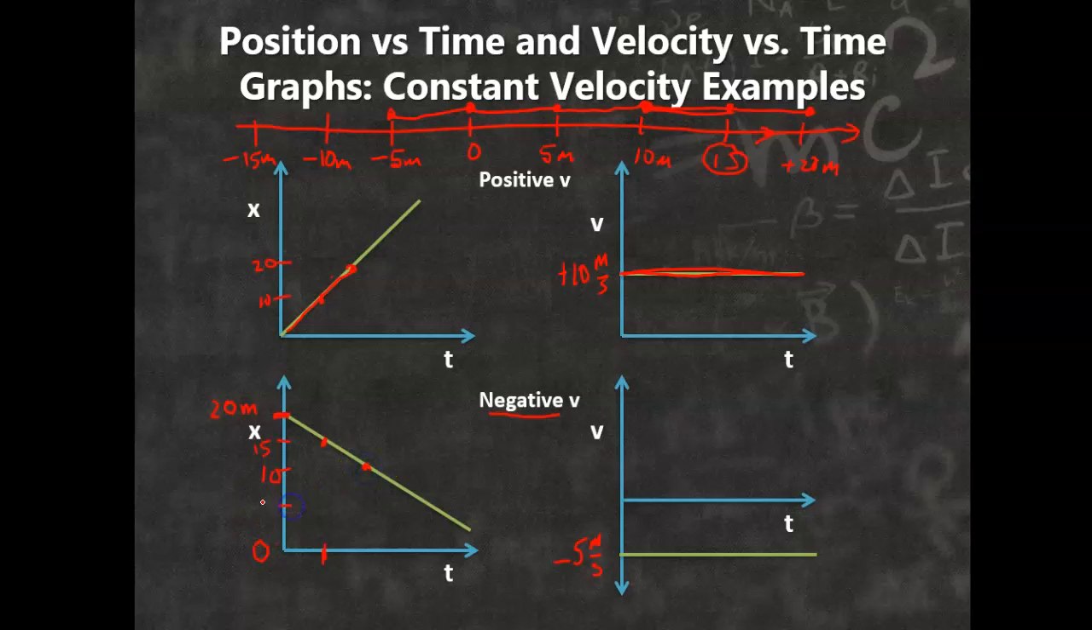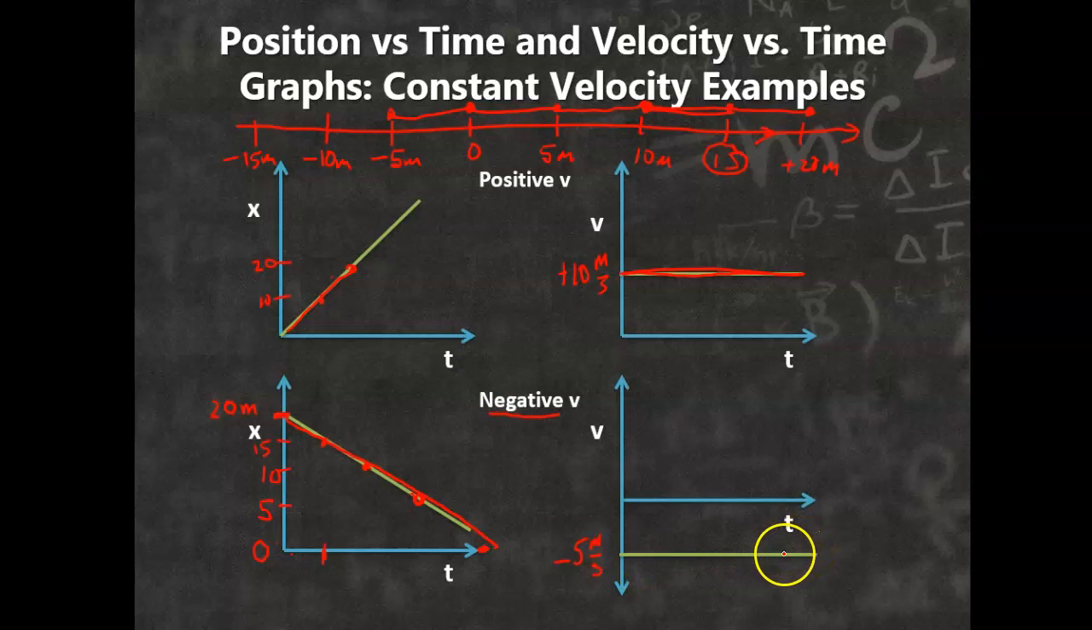And then 1 second later, I'd be at 5, over here, right? And then 1 second later, I'd be at 0, over here. And it would show a straight line, a linear slope, but it would be a negative slope. It would be a downward sloping line because we're traveling in the negative direction. That's all.